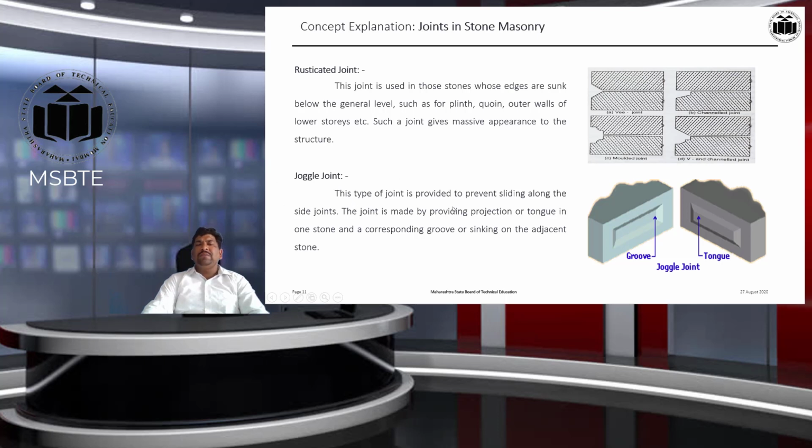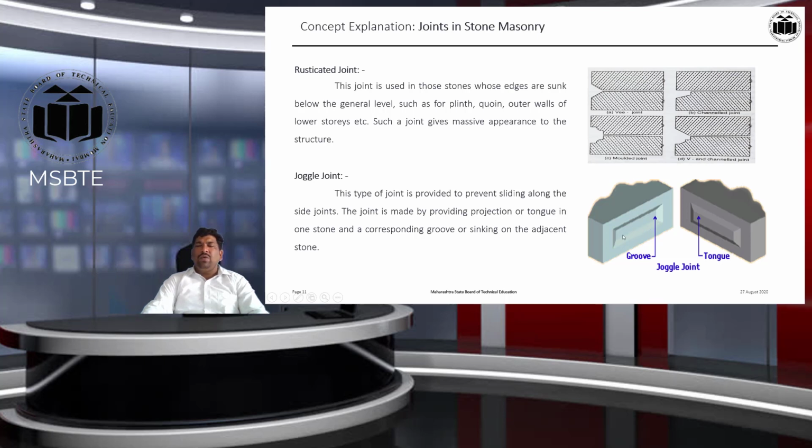Then the next one is the joggle joint. This type of joint is provided to prevent sliding along the side joints. The joint is made by providing a projection or tongue in one stone and a corresponding groove or sinking in the adjacent stone. So in this, what is being done exactly?